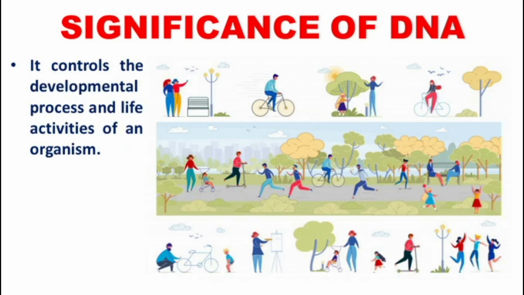Another significance of DNA is it controls the developmental process and life activities of an organism. The entire process has been determined by the DNA molecules. So whatever may be the characteristics which are expressed in an organism, that is determined by the DNA. For example, in human beings, all of our characters are based on the informations which are present in our DNA.